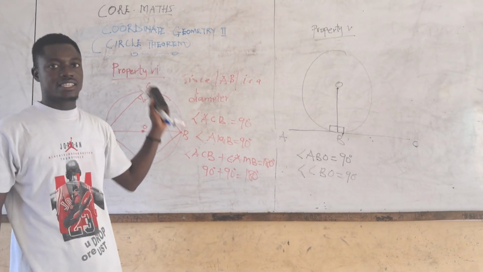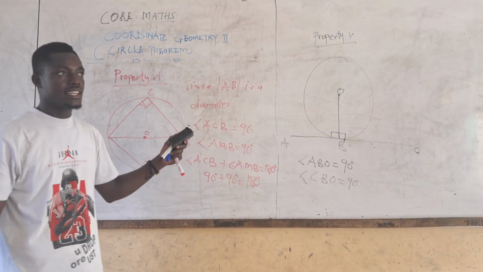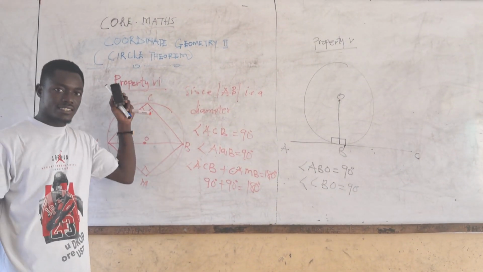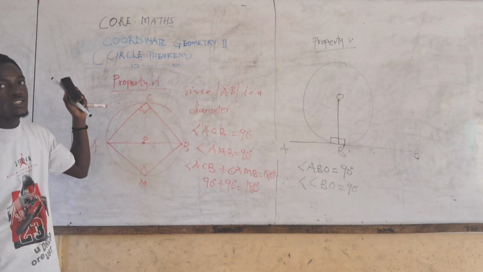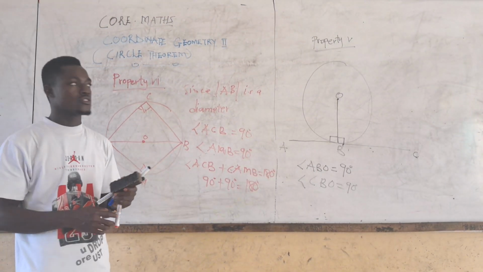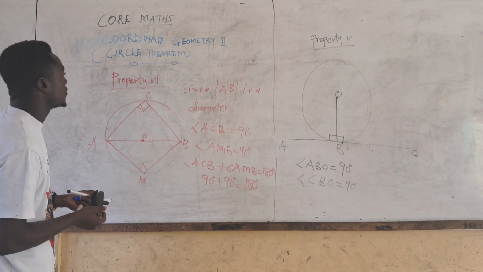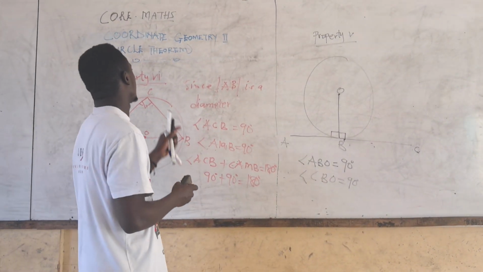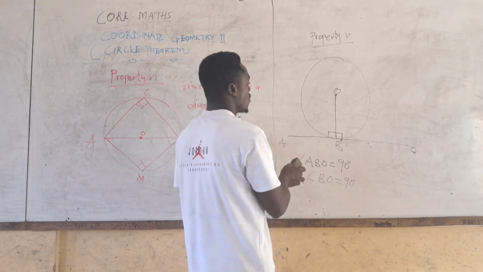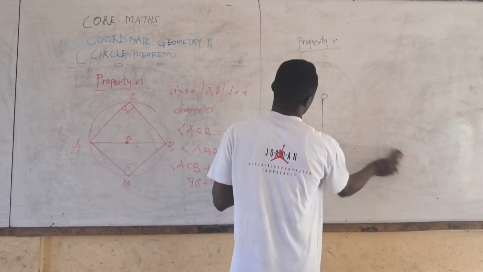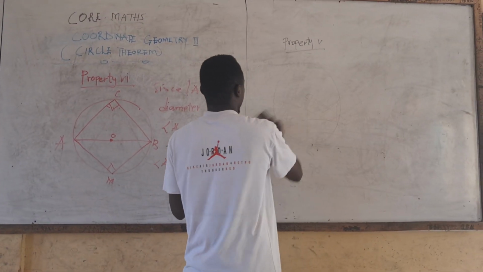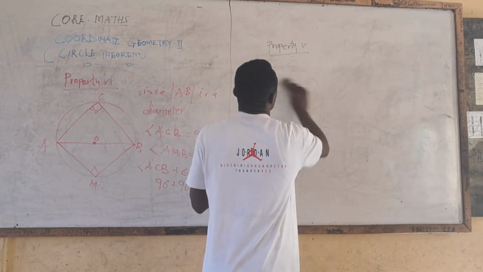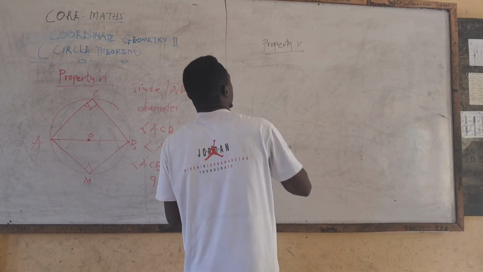If you are forgetting that one, kindly remind yourself by visiting the previous video on circle theorems. Now, you then move on to property 7. So what does property 7 say? We are moving on to property 7.